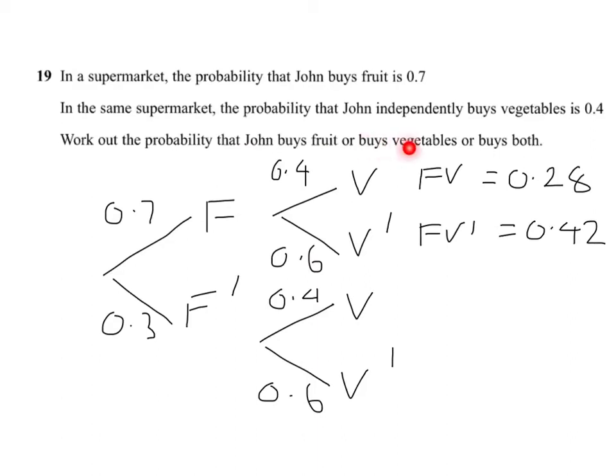And then we can finally look at buying vegetables. That's a condition here, buying vegetables without buying fruit. And that's going to give me no fruit but vegetables, and that's 0.3 times 0.4, which gives me 0.12.